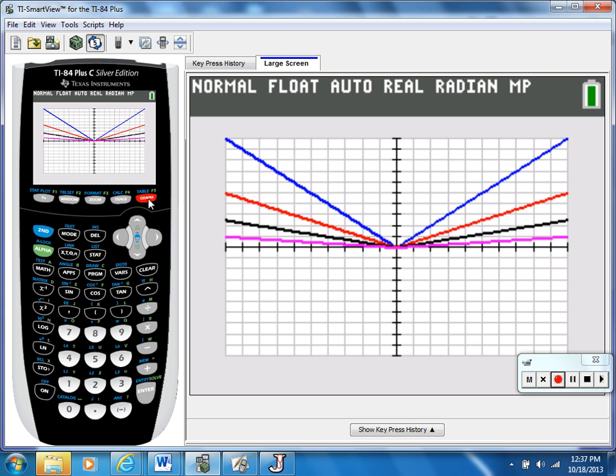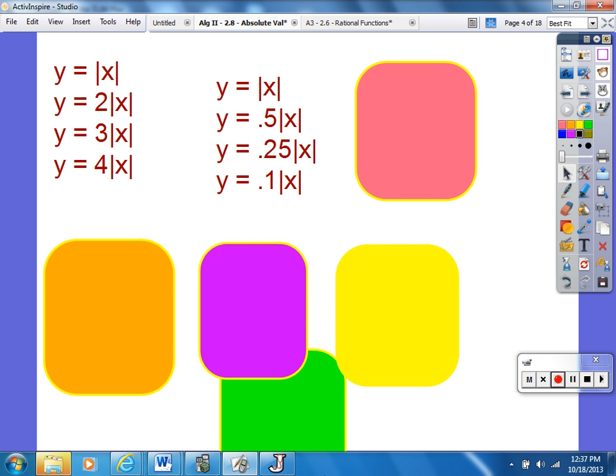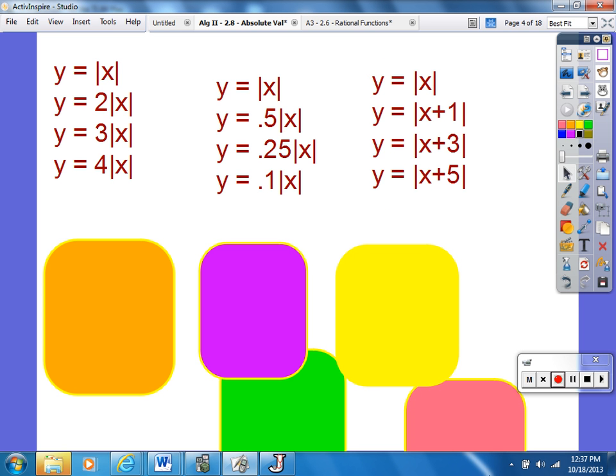Okay. So now, we figured out what happens if the number's bigger. It gets narrower. And if it's smaller than 1, it gets wider. I want you to make a hypothesis about this. What do you think is going to happen if I put a +1, a +3, and a +5 inside my absolute value? So take a minute, discuss with your group again. Come up with a hypothesis.